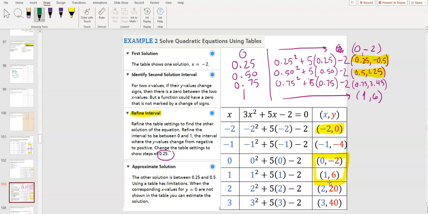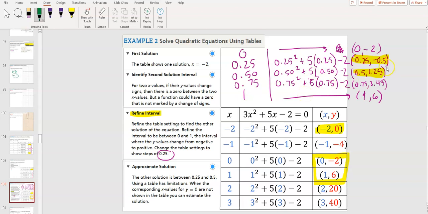That's my interval. So now I'm going to refine my interval. I'm basically going to dive deeper between 0 and 1 and start to find the y values using steps of 0.25. So that's what I did up here, was I started to break down between 0 and 1. I have 0.25, 0.50, 0.75, and then 1, and I filled in a table.